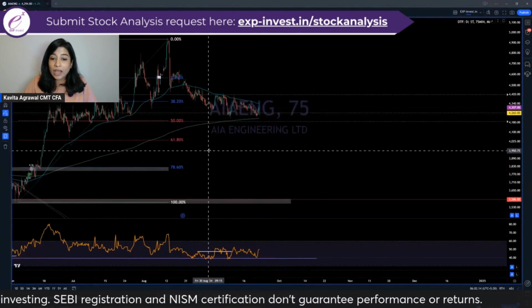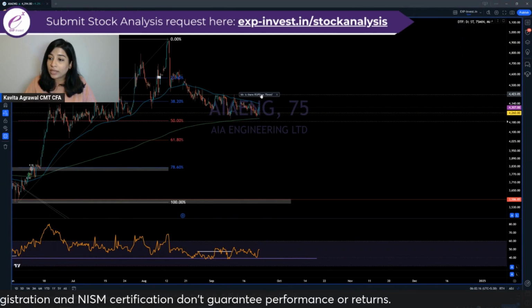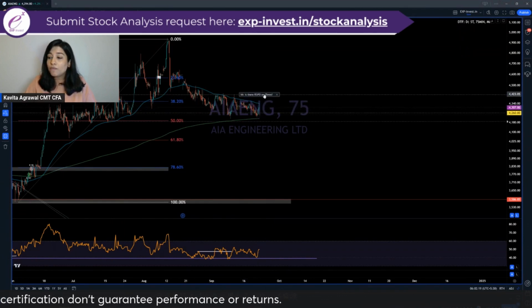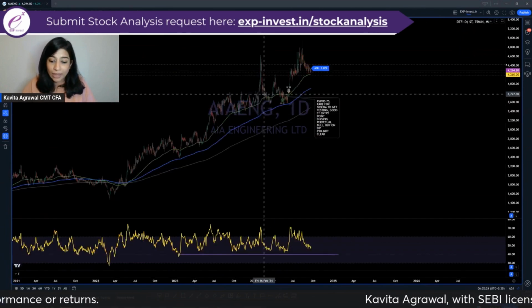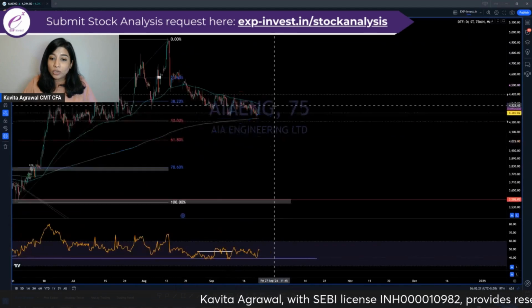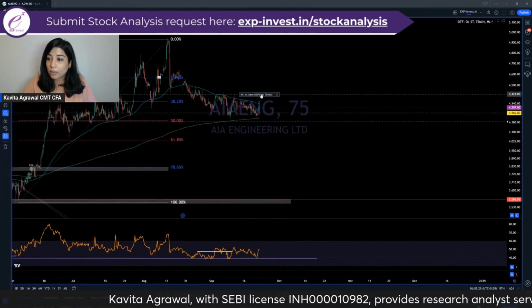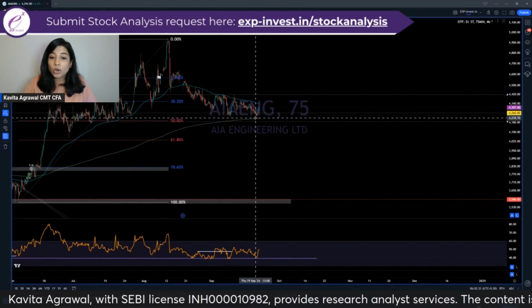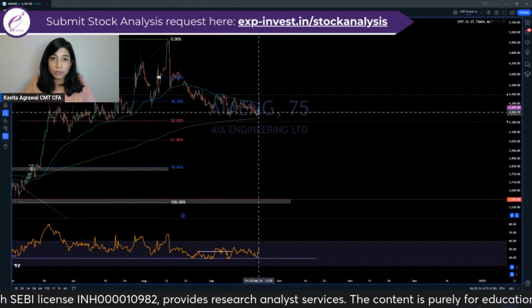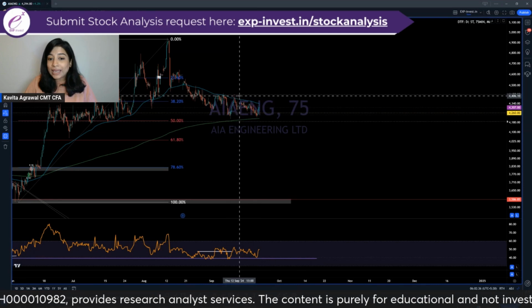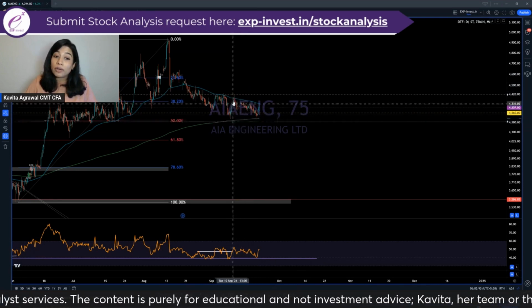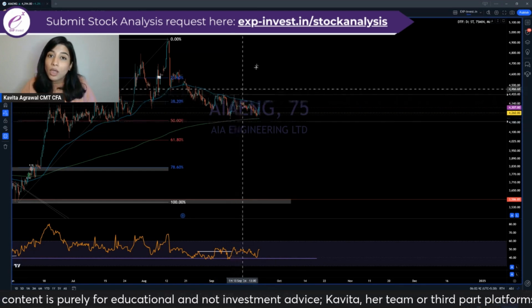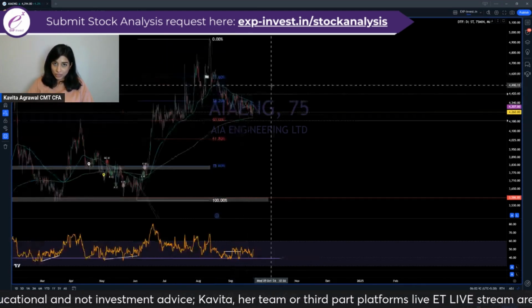So here, let a higher high come, let the stock sustain above the 20 EMA and 4423, then you make a fresh position for the next leg up. Once you do that, if the stock crosses above 4400, then your stop loss would be the most recent low, around the level of 4200, until the next resistance is crossed. So that's AIAENG for you.